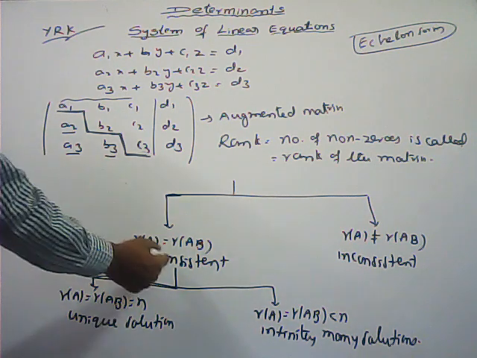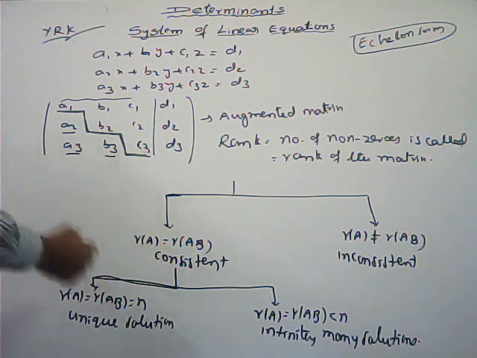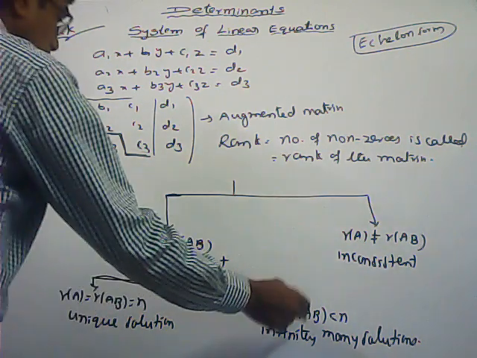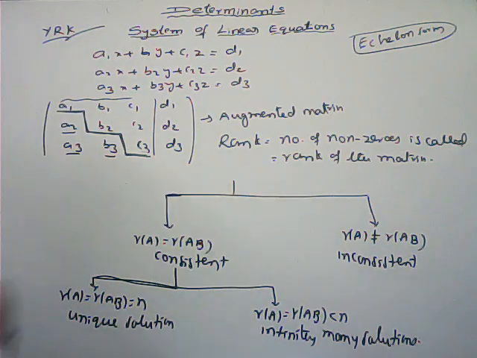And here two types are there. Consistent only, but two types. Rank of A is equal to rank of the augmented matrix, and both are equal to the order of the matrix A, 3. Both are equal to 3. Then we say there exists a unique solution. And if rank of A is equal to rank of AB but both are less than n, then we say infinitely many solutions. Here I will explain with an example.